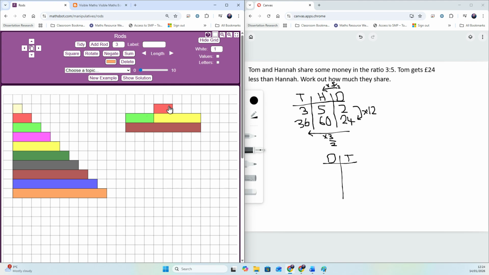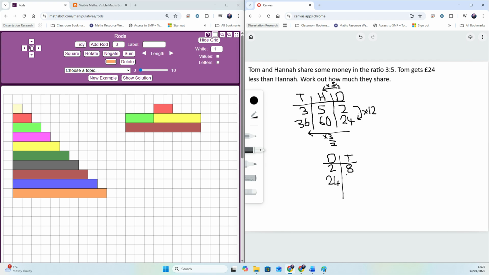We can see the difference is 2 because that's Tom's share. This is also Tom's share. And that's the difference between Tom's share and Hannah's share. And we can see that total of 8 across the two shares. And so actually here, if I just look at the difference compared to the total, the difference of 2 and the total of 8, as we had before, that difference is £24.